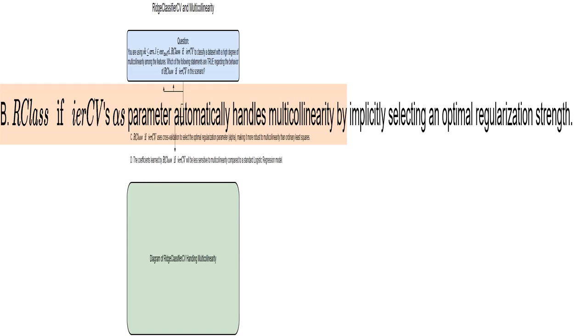Here, we're discussing the alpha parameter in RidgeClassifierCV. It determines the strength of regularization. While it helps, RidgeClassifierCV doesn't magically eliminate multicollinearity's effects. The statement is partially true, but it needs more nuance.